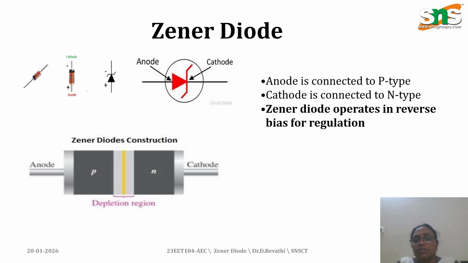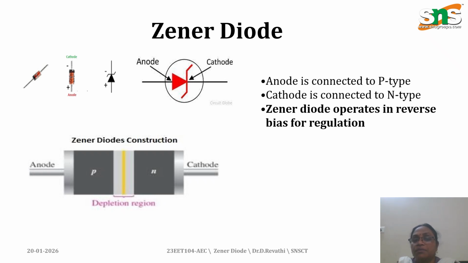How to draw the symbol: you already know how to draw the symbol for a PN junction diode. The anode is a triangle shape and the cathode is a line. Instead of that, we have to draw a Z-shaped line as the cathode in the Zener diode.